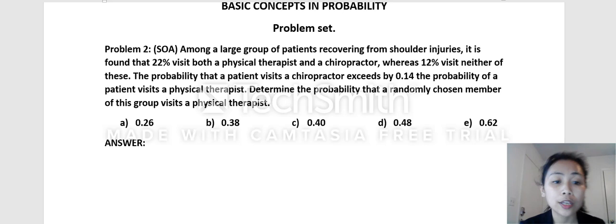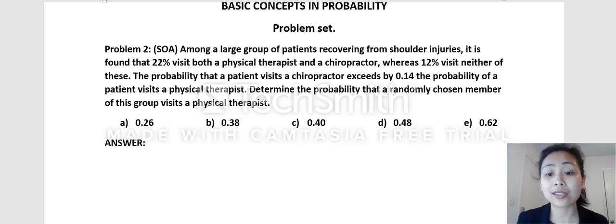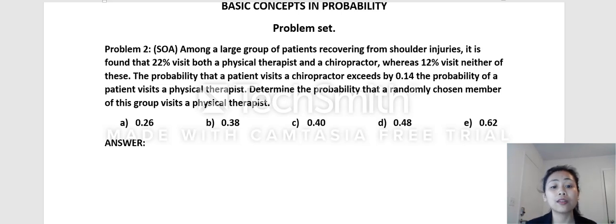Problem number 2, SOA. Here I have the word SOA. That means this problem has already been given in an old exam, the actual exam. Among a large group of patients recovering from shoulder injuries, it is found that 22% visit both a physical therapist and a chiropractor, whereas 12% visit neither of these. The probability that a patient visits a chiropractor exceeds by 0.14 the probability that a patient visits a physical therapist. Determine the probability that a randomly chosen member of this group visits a physical therapist.